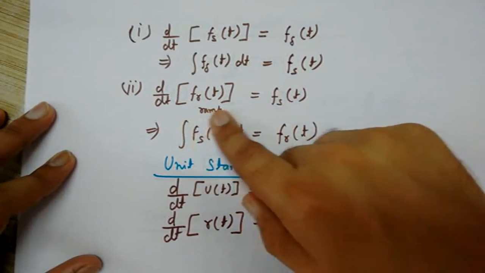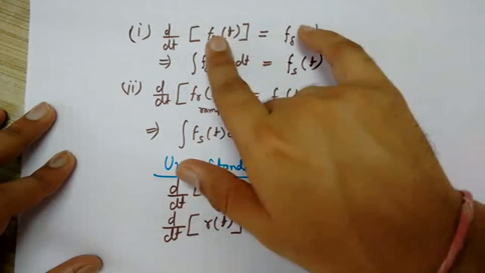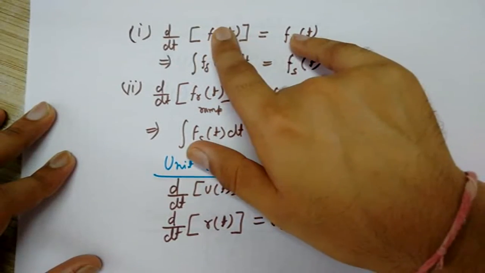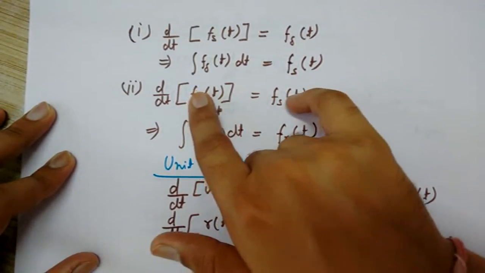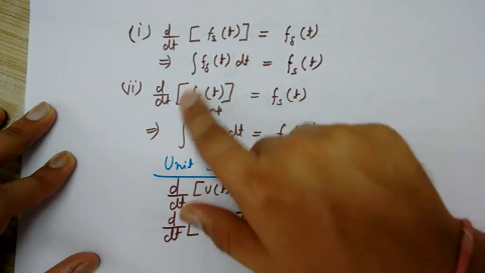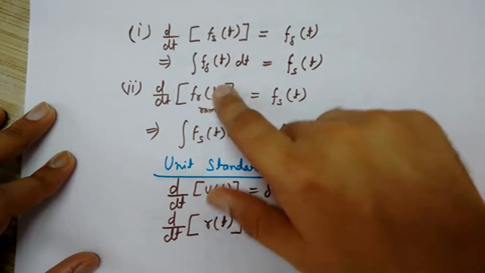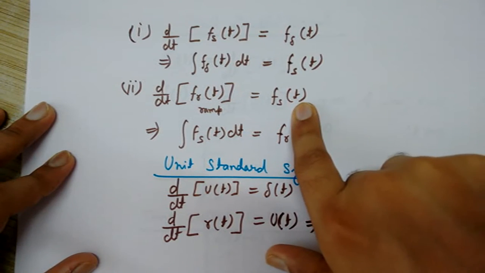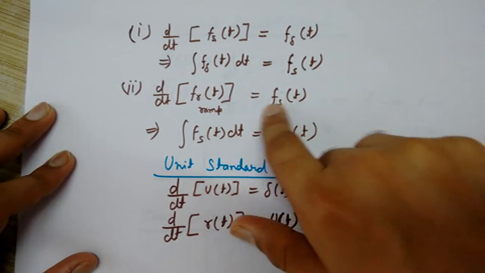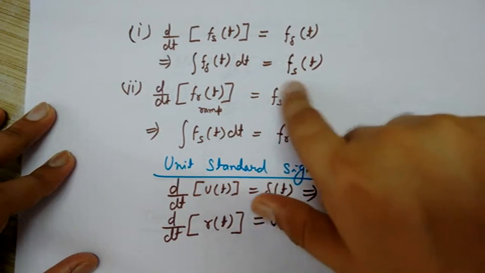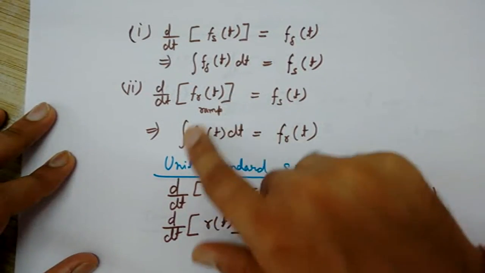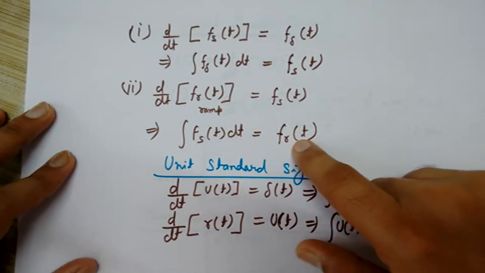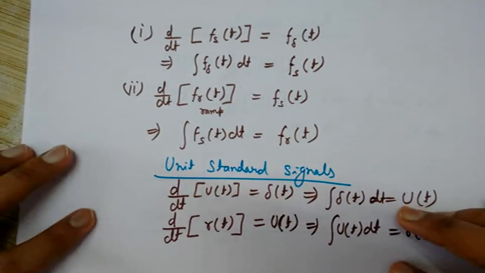This is the relation between the impulse and the step. Now we will see the relationship between the ramp and the step. If I differentiate the ramp signal with respect to time, I will get the step signal. And in the reverse action, if I integrate the step signal with respect to time, I will get the ramp signal back.